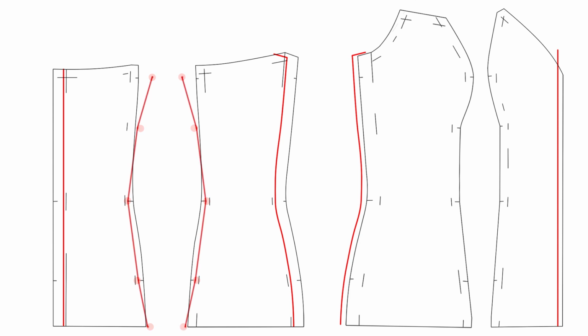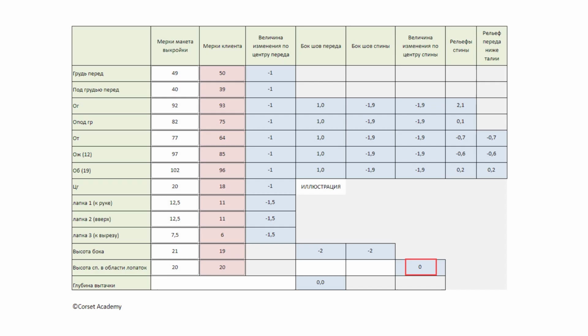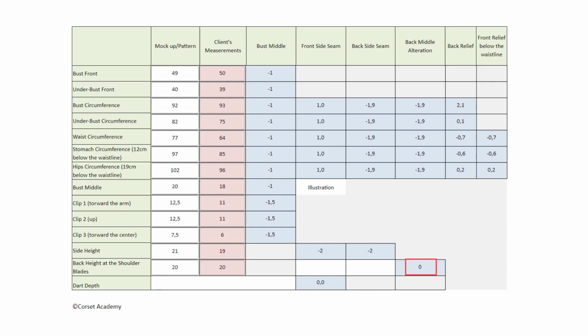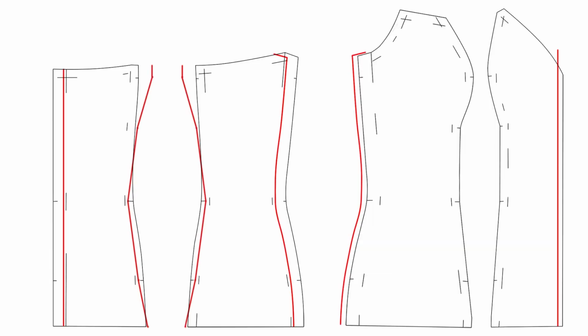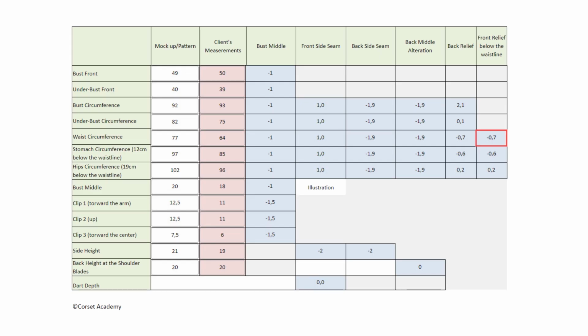Now we connect the dots with a curvy line, marking the new reliefs. We draw the perpendiculars from the top dots to the top of the part. Now pay attention to the value in the line back height at the shoulder blades. In this example, it is 0 because the pattern and the client's measurements are the same. If the number is different from 0, you should make an alteration in the relief height, like this.